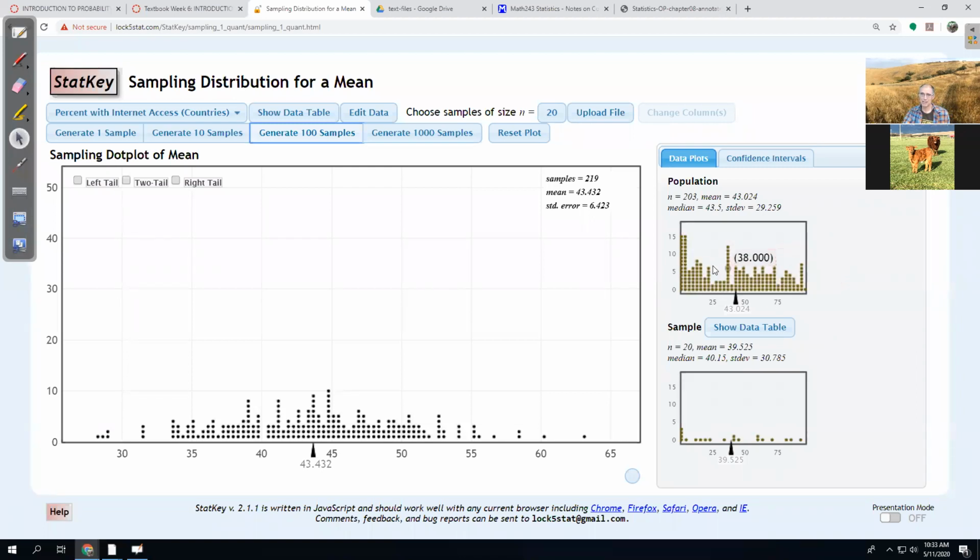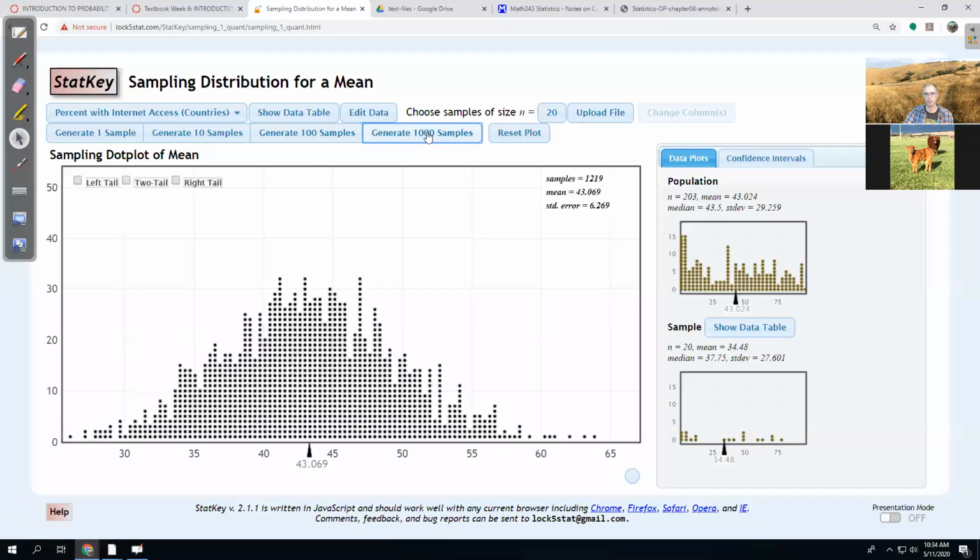Maybe it's good. I guess the mode might be over here, 1.1-ish or 4.5-ish. They both look about the same size. And this over here is the sampling distribution, which is a whole bunch of sample means. So every one of these points here is the mean of a sample of 20. So far I have 219 samples of 20 from this deck of cards. And I'm gonna start generating thousands of them.